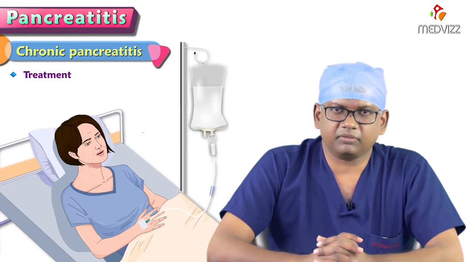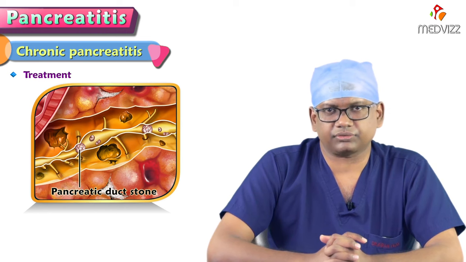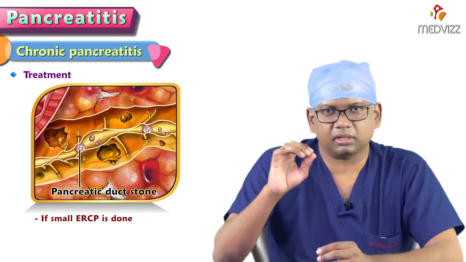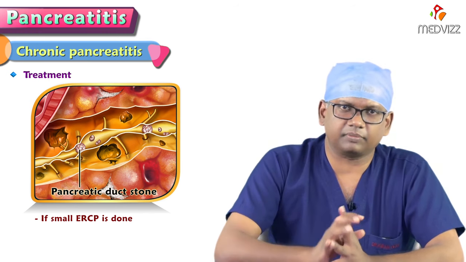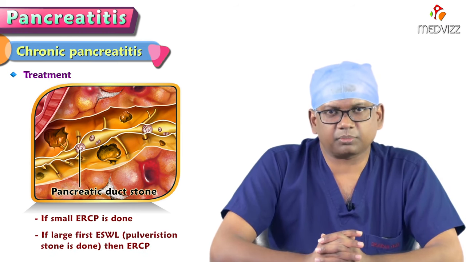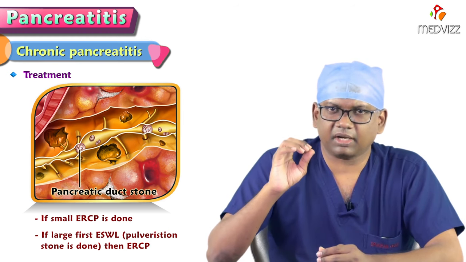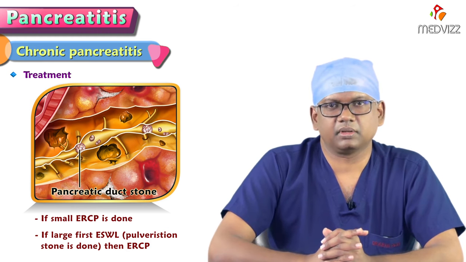Once the diagnosis of chronic pancreatitis is confirmed, the treatment is mainly supportive, in the form of pain relief. Somebody may have pancreatic duct stones. They can be removed by ERCP, an endoscopic method of removal of pancreatic stones if they are very small. If the duct stones are large, the patient can be subjected to a procedure called ESWL, kind of a laser treatment which pulverizes the stone, and after that the patient will require ERCP.